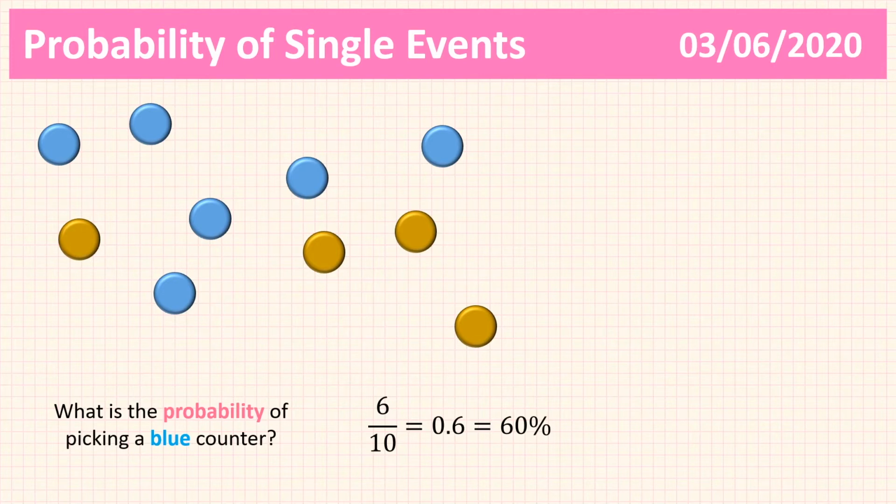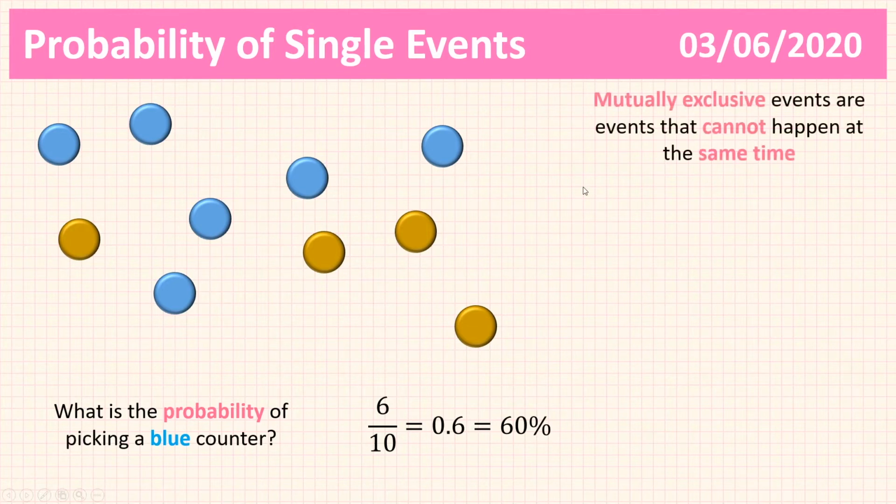And before we move on, I think it's really important that we quickly recap the things that we talked about in our last video. So the first thing we talked about was mutually exclusive events. A mutually exclusive event is an event that cannot happen at the same time. So for example, you cannot roll a 4 and a 3 on a dice at the same time. If you're rolling one dice, you can't roll a 4 and a 3. So the rolling of a 4 is one event, and the rolling of a 3 is a separate event.